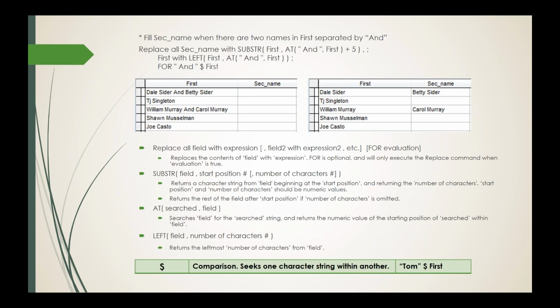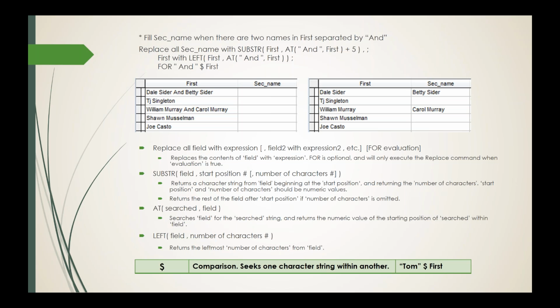Okay, so this one is a little bit more complicated command, but it is one that I have used as well. So let's say someone gives you a list and there are multiple names in that list, but each name is actually duplicated, or there's two names within the first field separated by and. So there you can see we've got Dale Cider and Betty Cider as our very first record, and you want to actually take that and split Betty Cider into a different name field if there's two names in first.